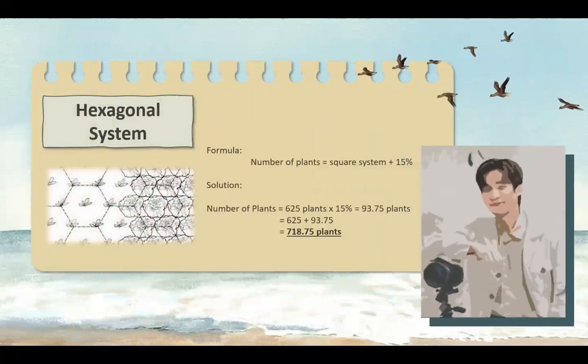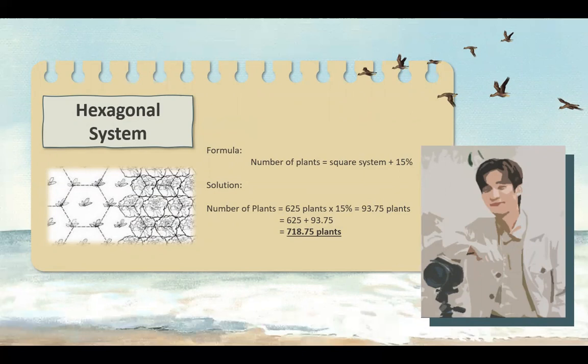Next system is what we call the hexagonal system. In the hexagonal system of layouting, crops are planted at the corners of a hexagon. Six trees are planted in all corners of the hexagon and one in the center. This system will yield 15% more plants as compared to other systems. However, farming operations can be quite difficult. To estimate the number of trees to be planted in the hexagonal system, the formula is the square system plus 15%.